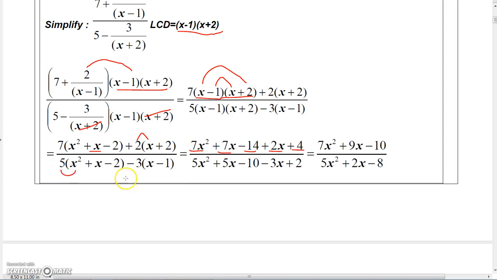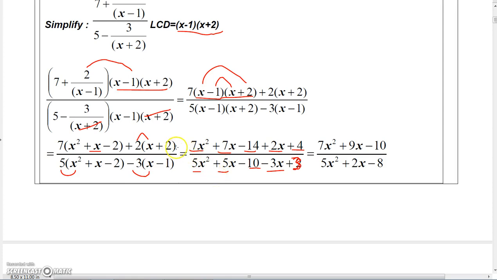5 times x squared is 5x squared. 5 times x is 5x. 5 times minus 2 is minus 10. And then here when I distribute the minus 3, I get minus 3 times x is minus 3x. And then minus 3 times minus 1 is, well, is it 2? No, it's 3. Okay, so we'll fix that. Minus 3 times minus 1 is plus 3.